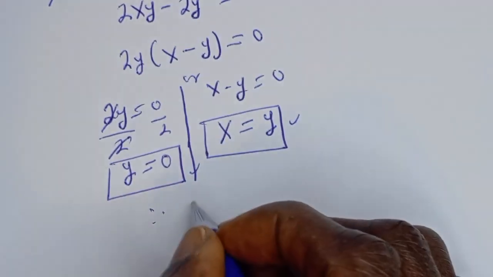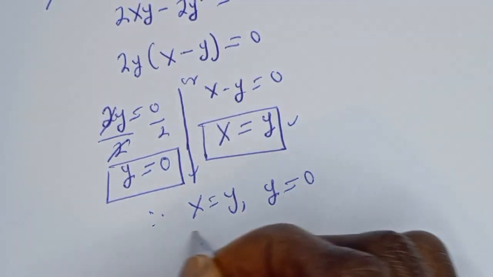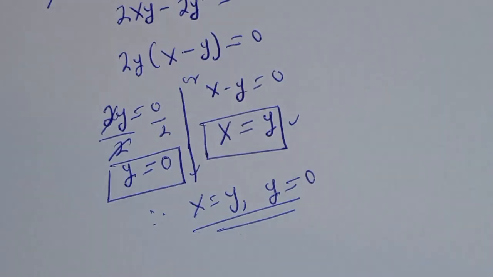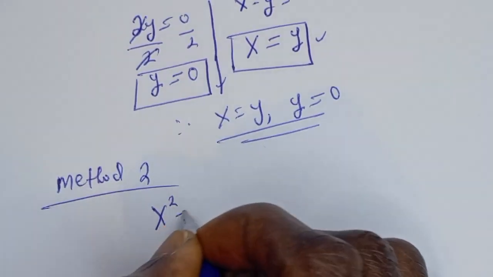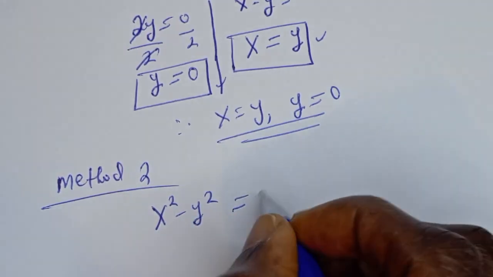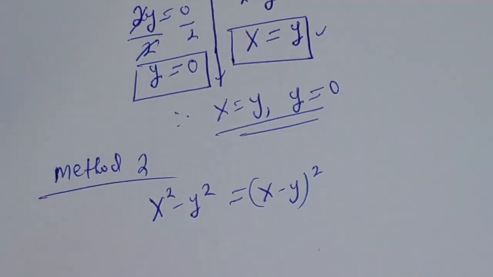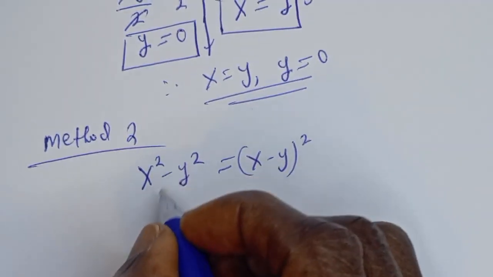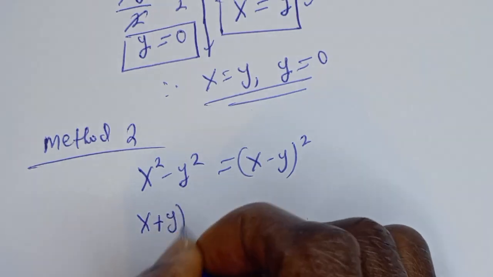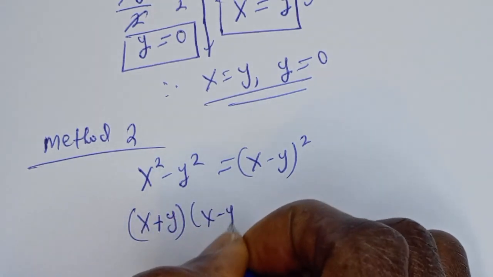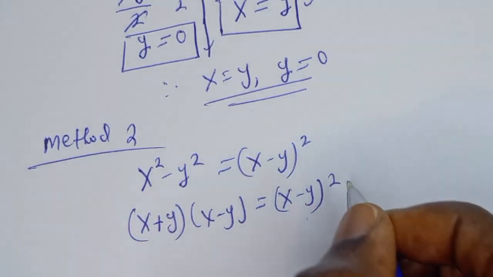Therefore, x is equal to y is equal to 0. Then we can also solve using another method. Let's call that one method 1 and let's consider the equation x squared minus y squared is equal to (x minus y) all squared. This is more simple. Here is the difference of two squares. We have (x plus y)(x minus y) is equal to (x minus y) all squared.